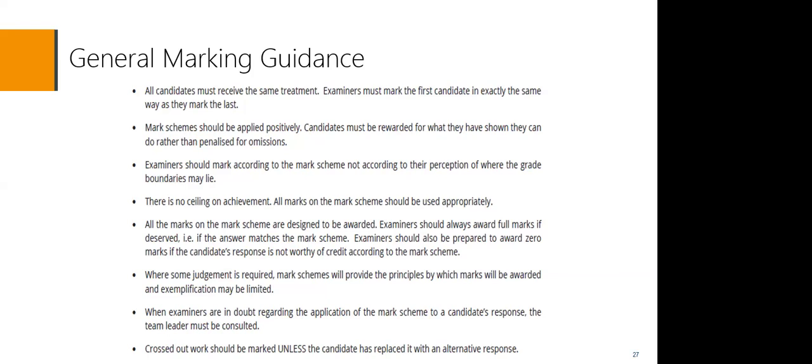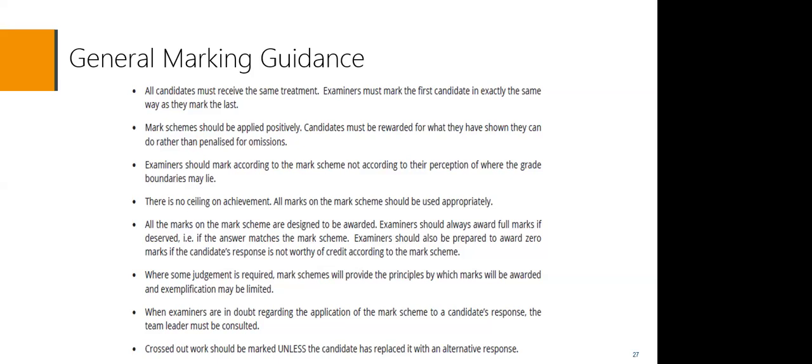And the guidance is designed to encourage positive marking, which rewards candidates for what they know, rather than penalising them for what they don't know. It's important that all candidates receive the same treatment. The first candidate must be marked in exactly the same way as the last, and examiners are taken through the mark scheme before they start to mark, and it is explained to them what is needed to apply the mark scheme. They should be applied positively.